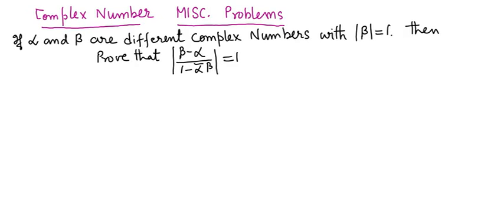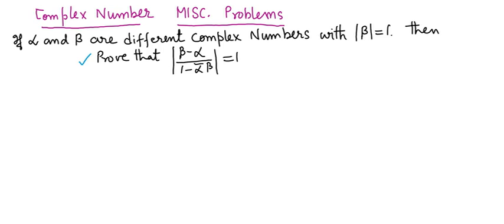Students, in this video we will see some miscellaneous problems related to complex numbers. The problem is: if alpha and beta are different complex numbers with modulus of beta equal to 1, then you have to show that mod of (beta minus alpha) upon (1 minus conjugate of alpha into beta) is equal to 1.